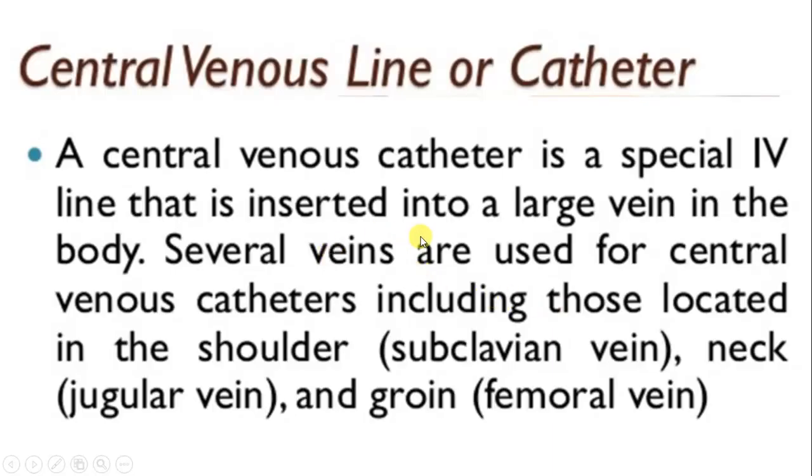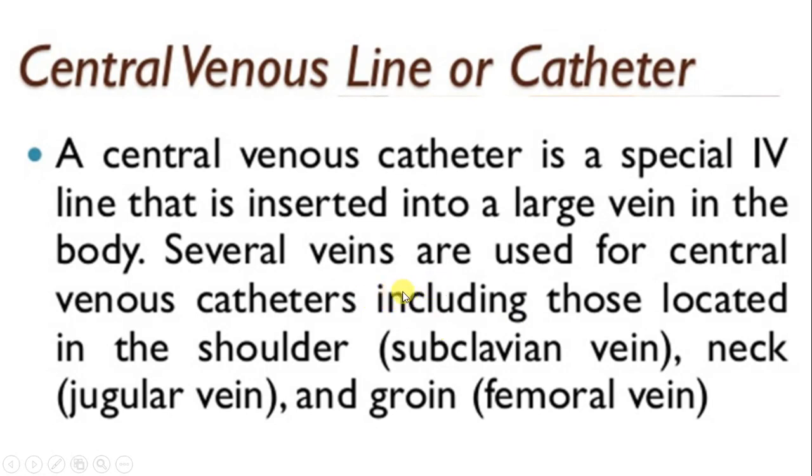So a central venous catheter is a special IV line that is inserted into a large vein in the body. Large veins used are the internal jugular vein and the subclavian vein. I will show you the other veins which are used. Into a large vein, these several veins are used for the central venous catheter: located in the shoulder, subclavian; in the neck, internal jugular; and in the groin region, femoral vein. These are used to put the central venous line.